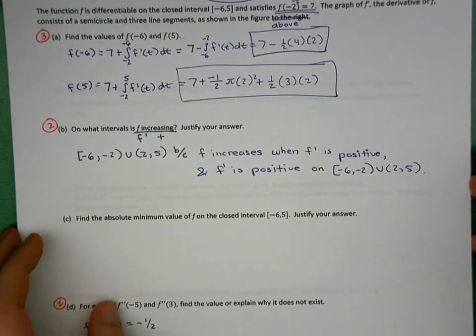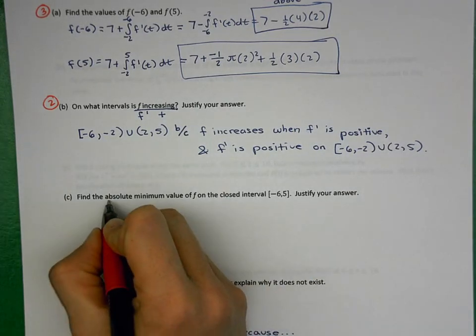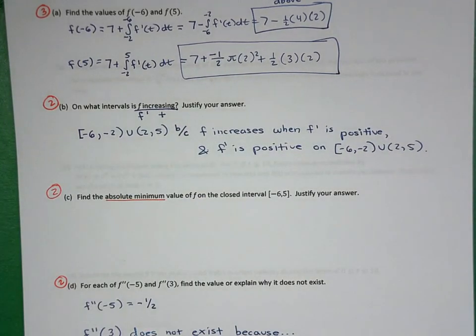Part C says find the absolute minimum value of f on the closed interval. So we're doing absolute minimum here. It's worth 2 points. And I shared in the video on Monday focusing on f prime graphs that when I see absolute maximums and absolute minimums within f prime, I always make that my last part that I do, which is part of why I'm doing C last.